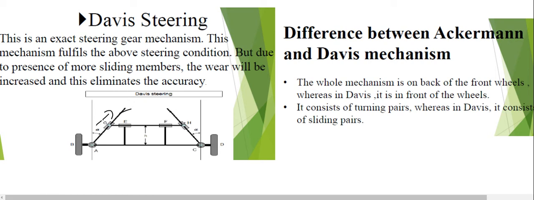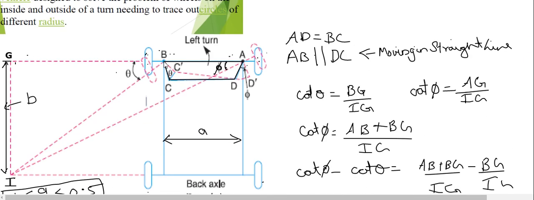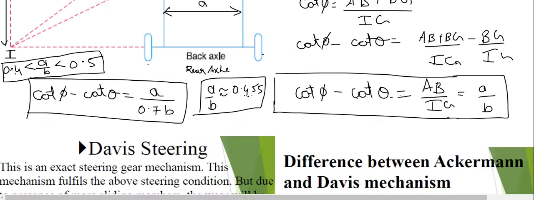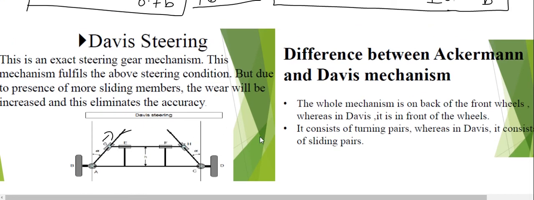So it consists of sliding pairs, whereas in Ackermann, these pin joints are there about which this 4-bar mechanism turns. So in Ackermann, there are turning pairs, whereas in the Davis gear mechanism, it is sliding pairs.